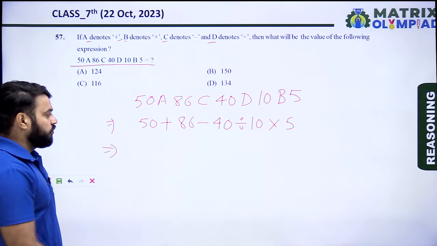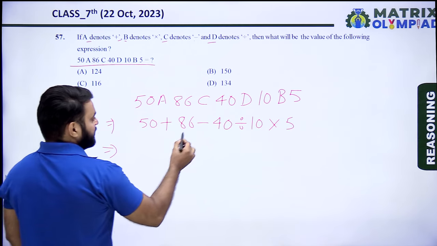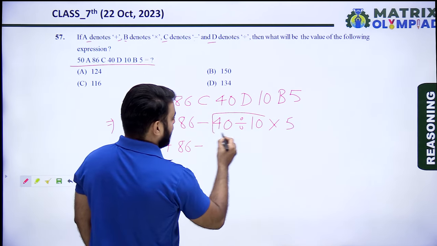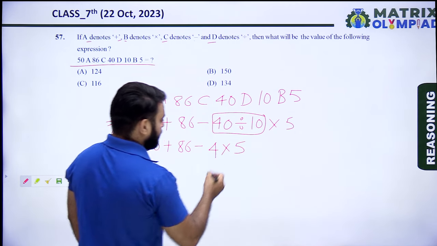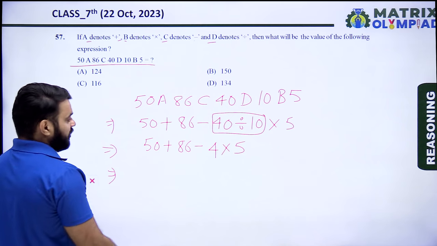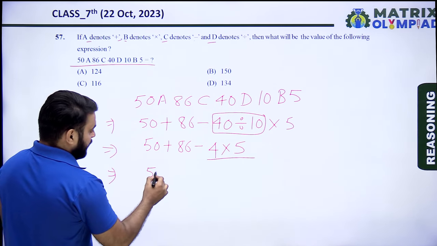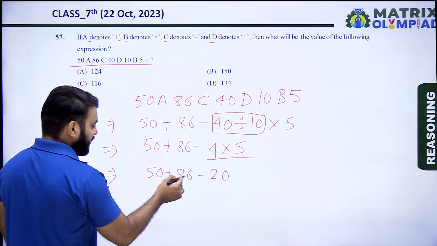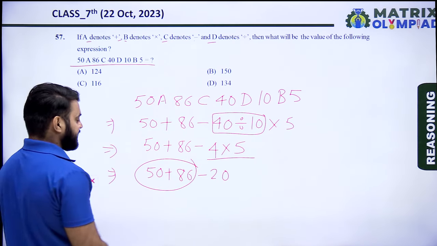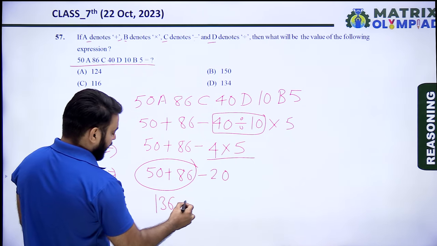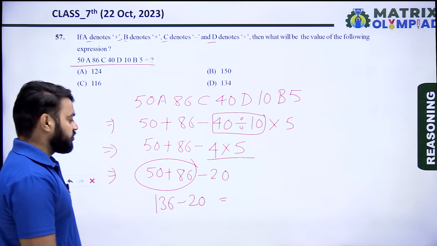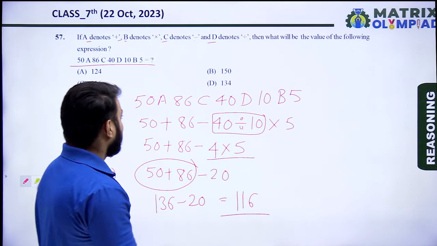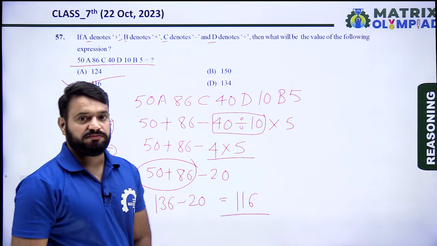Now, using the BODMAS rule in this expression, first divide the numbers. So 50 plus 86 minus 40 divided by 10, it means 4, multiply by 5. Now, again according to the BODMAS rule, multiply the numbers. So 50 plus 86 minus 4 multiplied by 5, it means 20. Adding these numbers, 50 plus 86, it means 136 minus 20. 136 minus 20 means 116. So 116 is the value of the given expression. It means option C is the correct answer of this question.